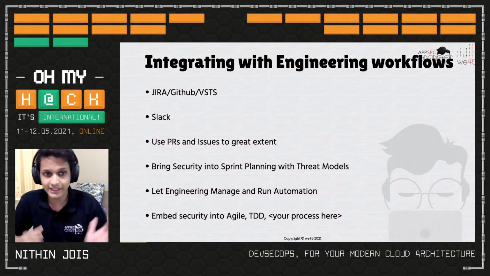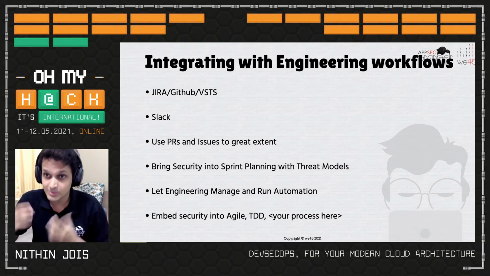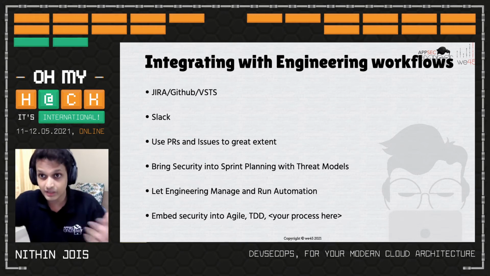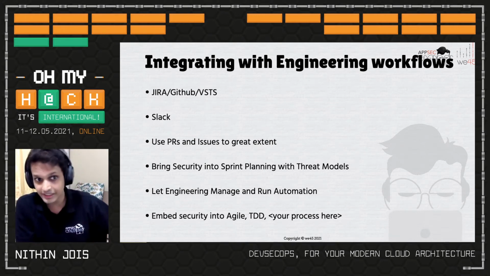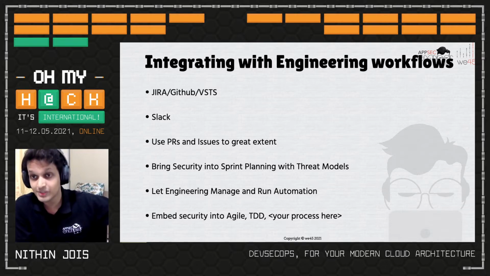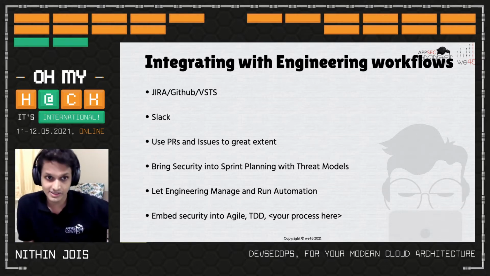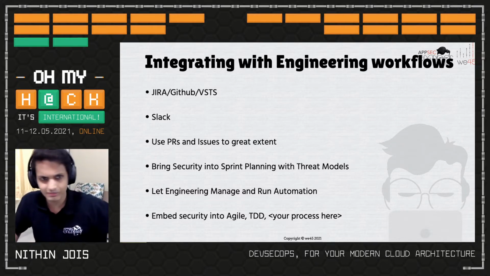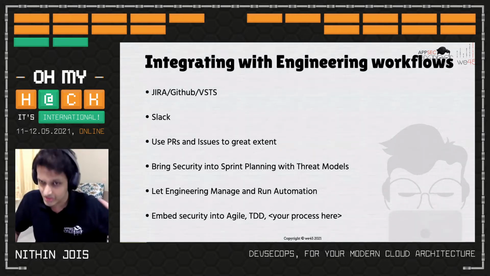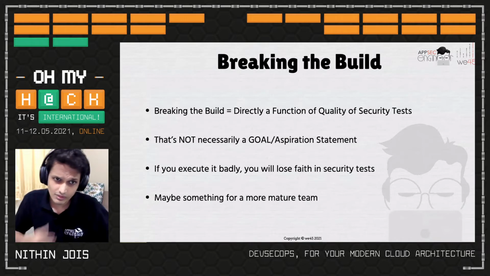And you also want to bring security into the entire sprint planning with threat modeling before you actually start building multiple functionalities of your application. And you want to let engineering run and manage the entire automation once you've implemented it successfully. And you want to also try and embed security into your agile test-driven development or anything else that you're using in your organization. Try and integrate security wherever possible.